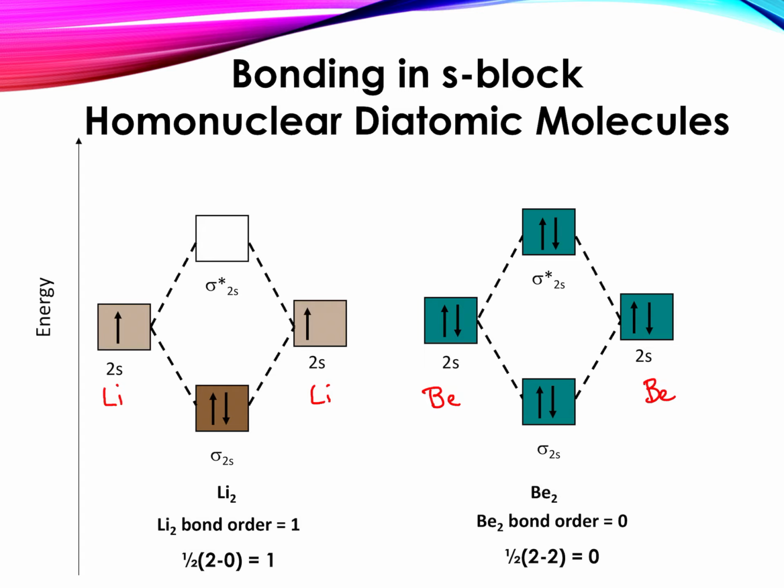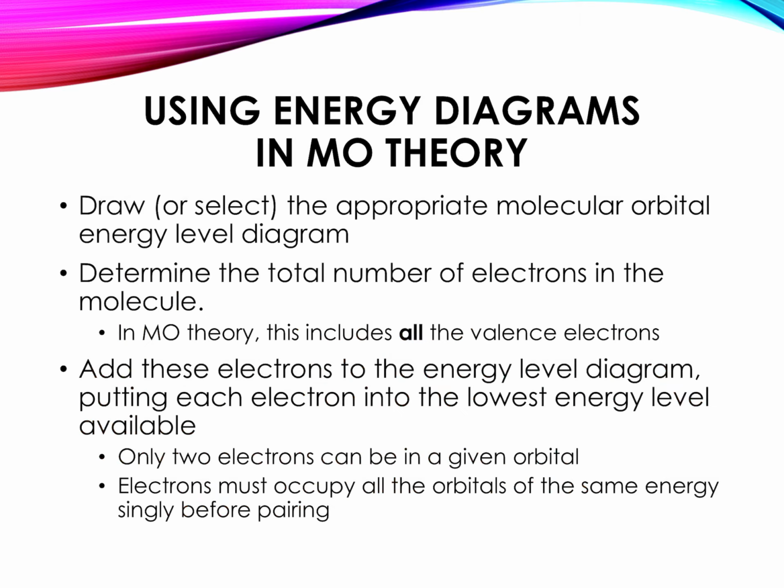So Be2 won't form a bond, but Li2 could happen, and that would be single bonded. So we would form this molecule, but not the other. Again, you can look at bond order to tell you: will the molecule form? How strong will that bond be? All of that good stuff.